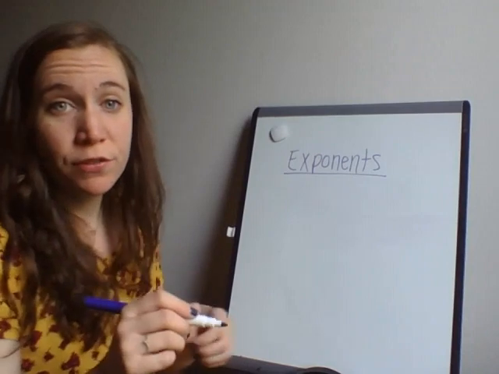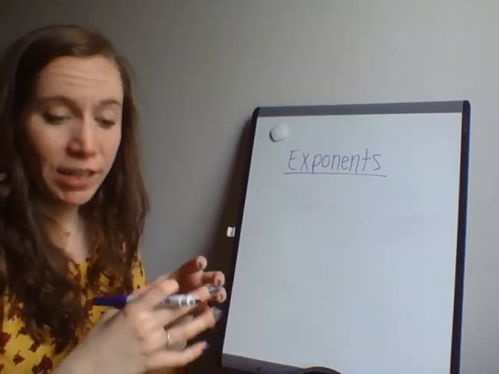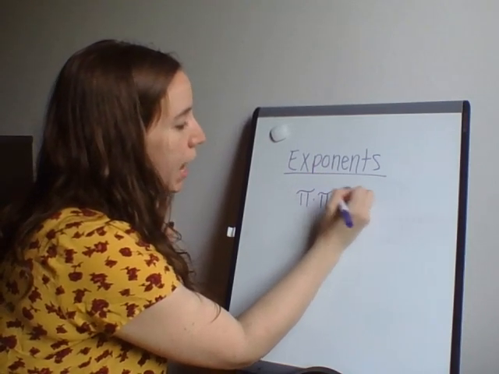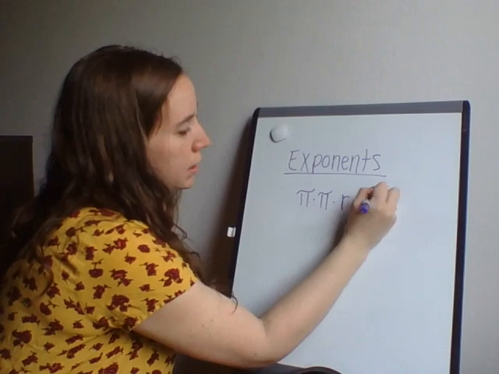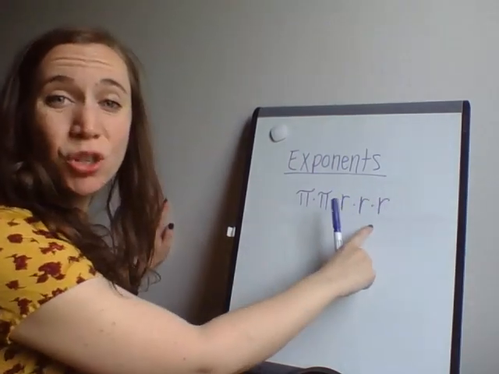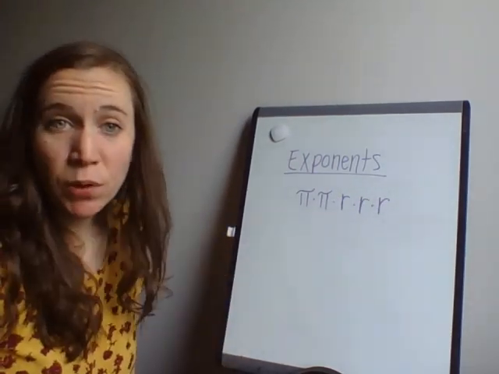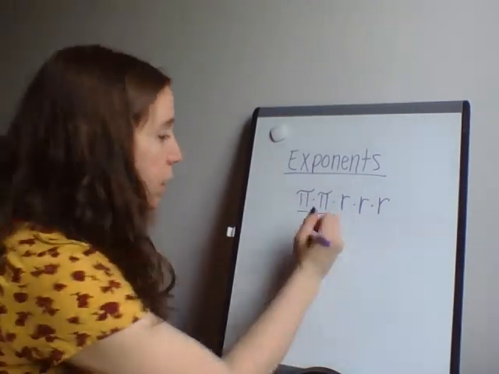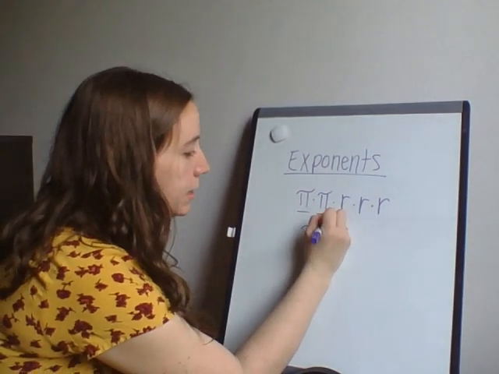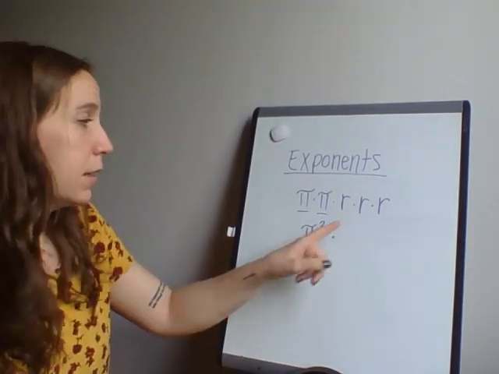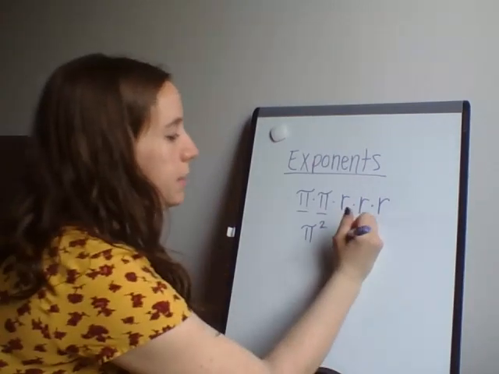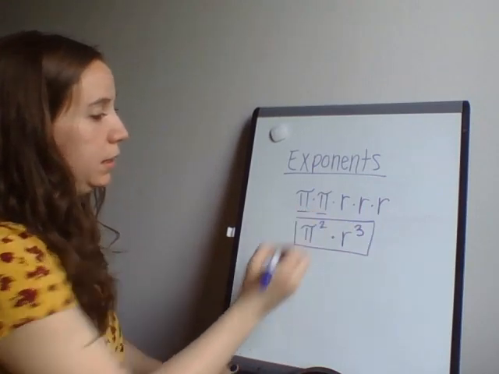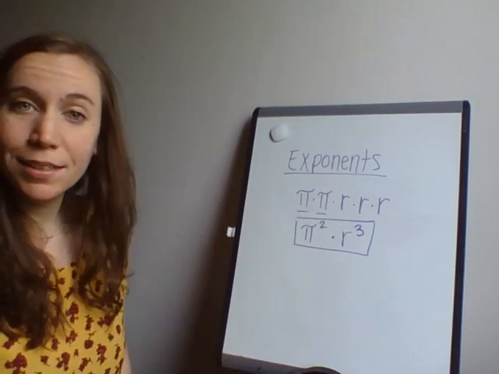Exponents are not only for bases that have numbers, but they're also for variables. Sometimes you'll get something that says pi times pi times r times r times r, and I ask you to write this using exponents. What you're going to do is count how many pi's there are. In this case, there's 2, so that's the same as pi to the second power, times however many r's there are. There's 3 r's, so that's the same as r to the third power. So this is what your answer would be if you wanted to write this using exponents.